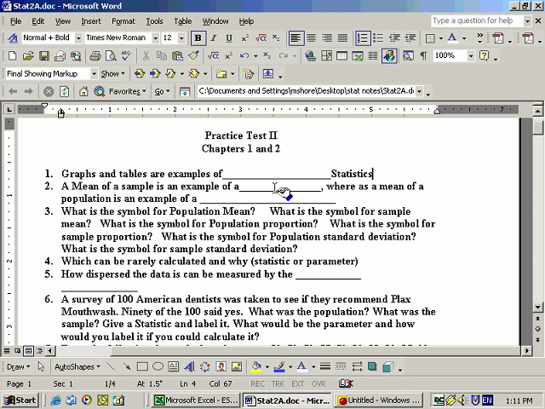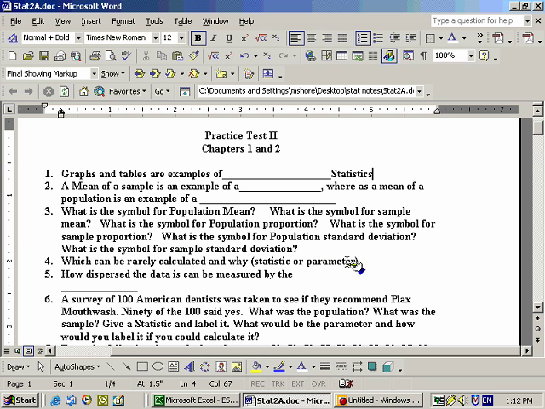So the idea here is anything that comes from your sample is a statistic, anything that comes from your population is a parameter. What is the symbol for population mean? Well, that's mu. It looks like a U. What is the symbol for sample mean? X bar. What is the symbol for population proportion? P. What is the symbol for sample proportion? P hat. What is the symbol for population standard deviation? That's sigma. What's the symbol for sample standard deviation? That's S.